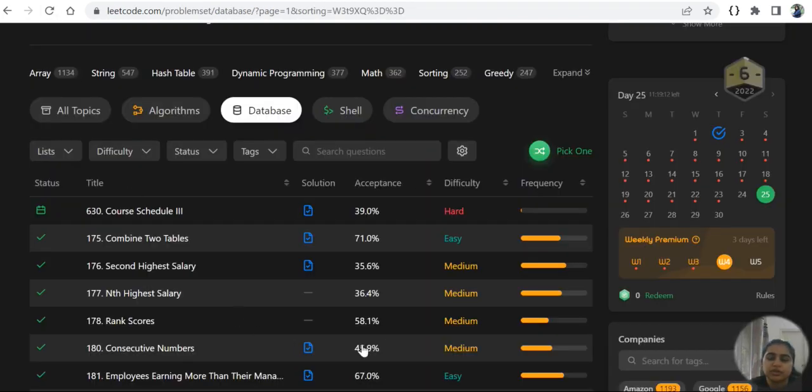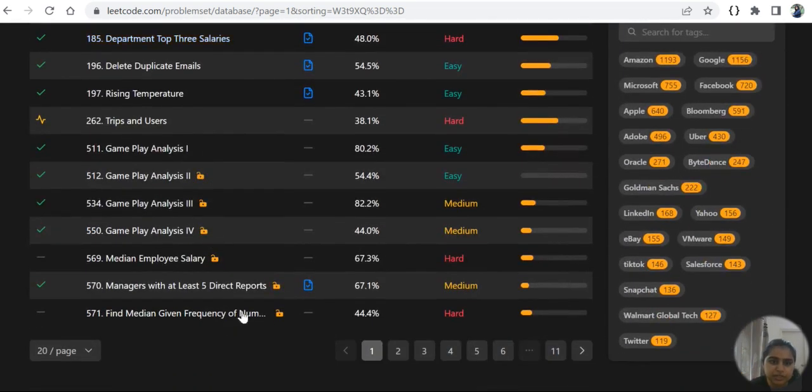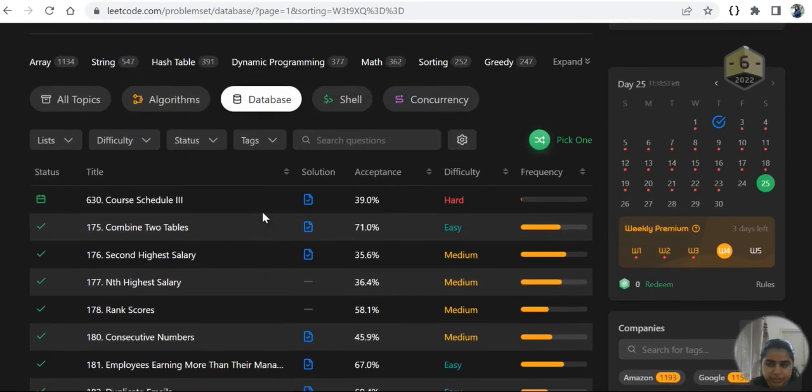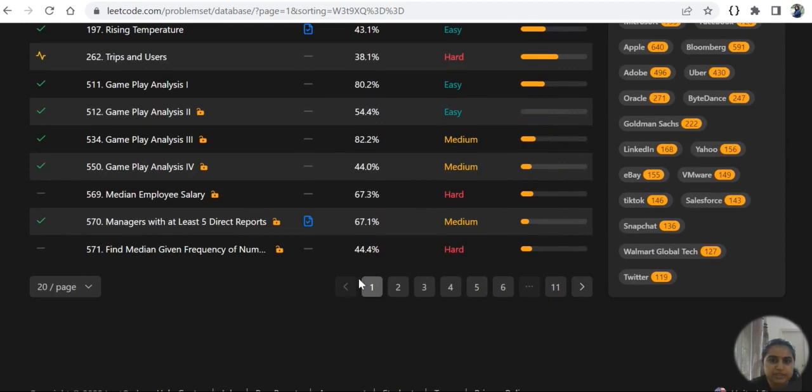And last but not the least is LeetCode. This is again my favorite, because the number of questions is 200 plus, and it tells you the frequency with which the questions are being asked. Again, if you take premium membership, you will get access to the extra questions which are locked here. But don't worry, I will cover all of these questions. I will go through each and every question and solve them. So yeah, that would help you a lot.